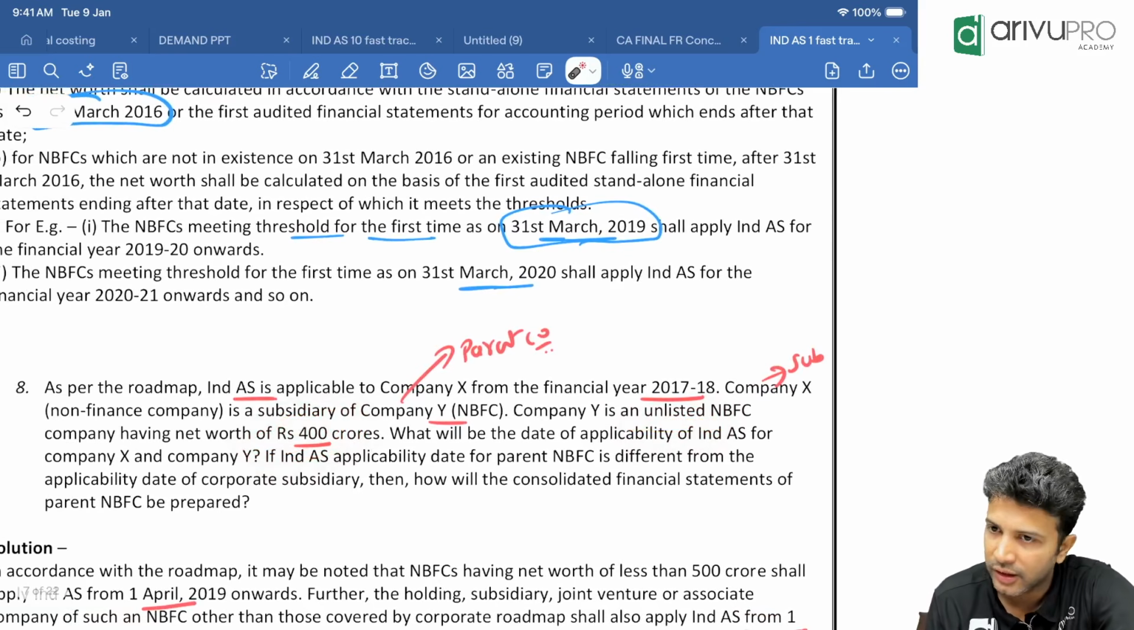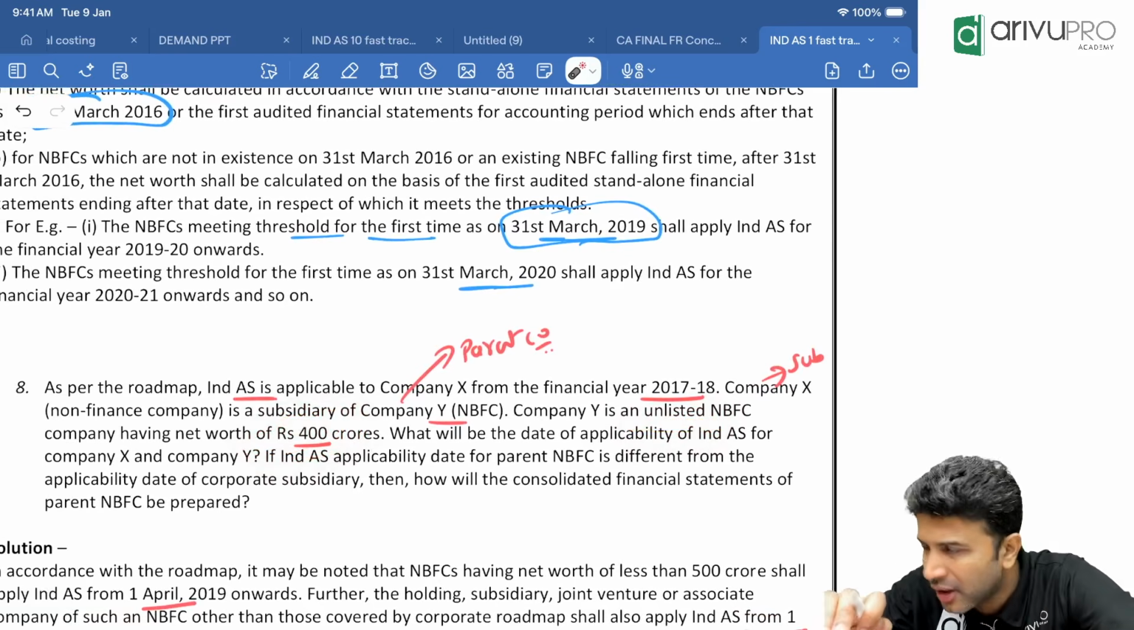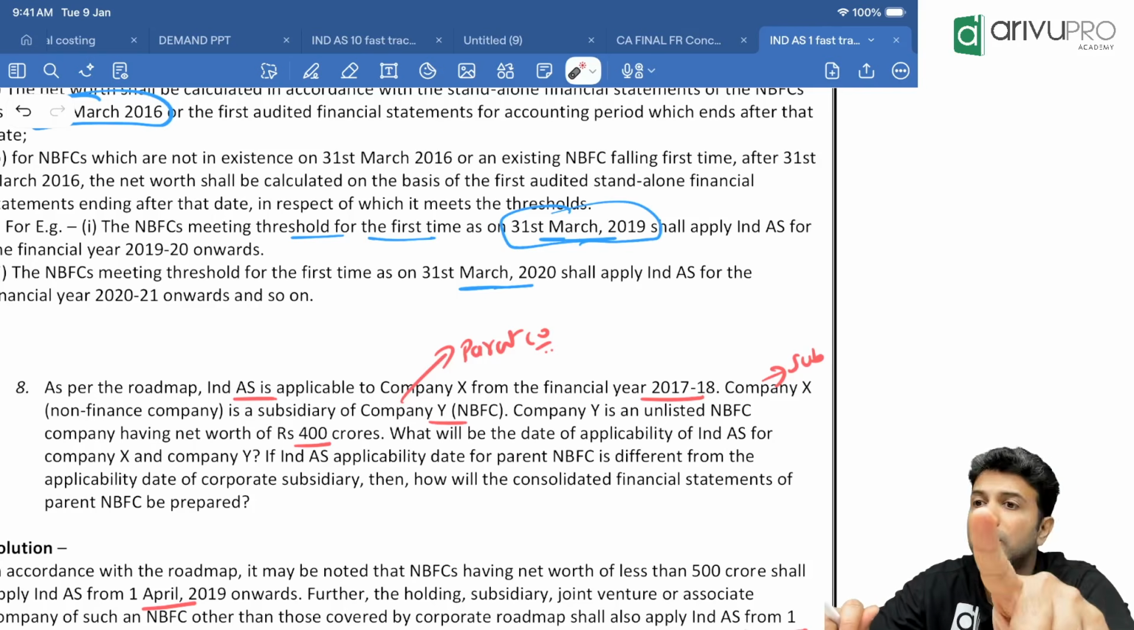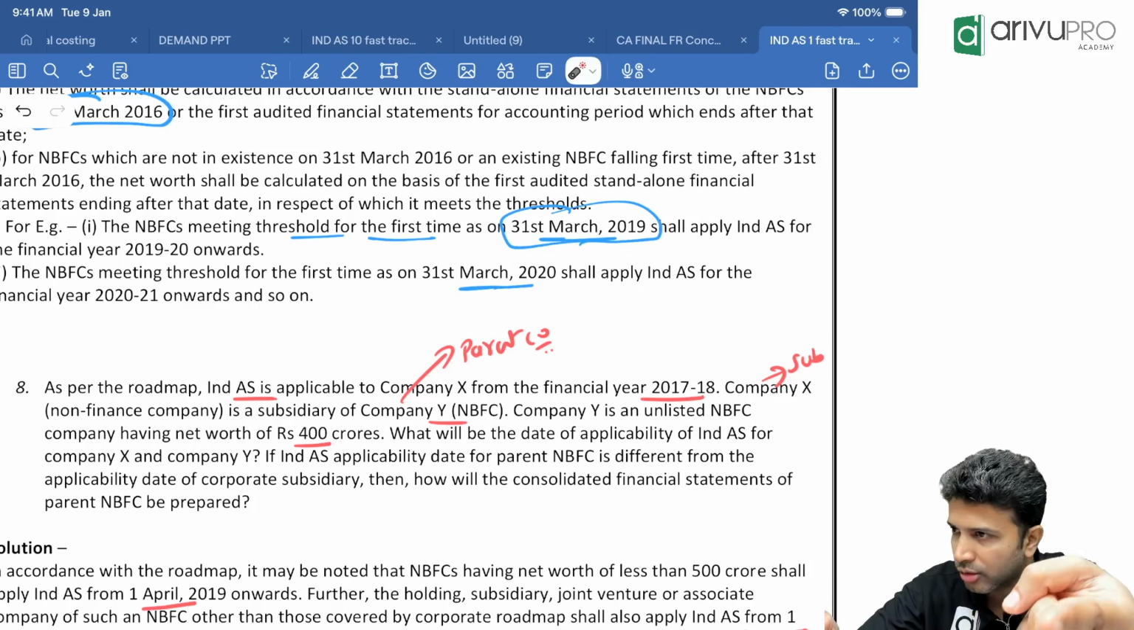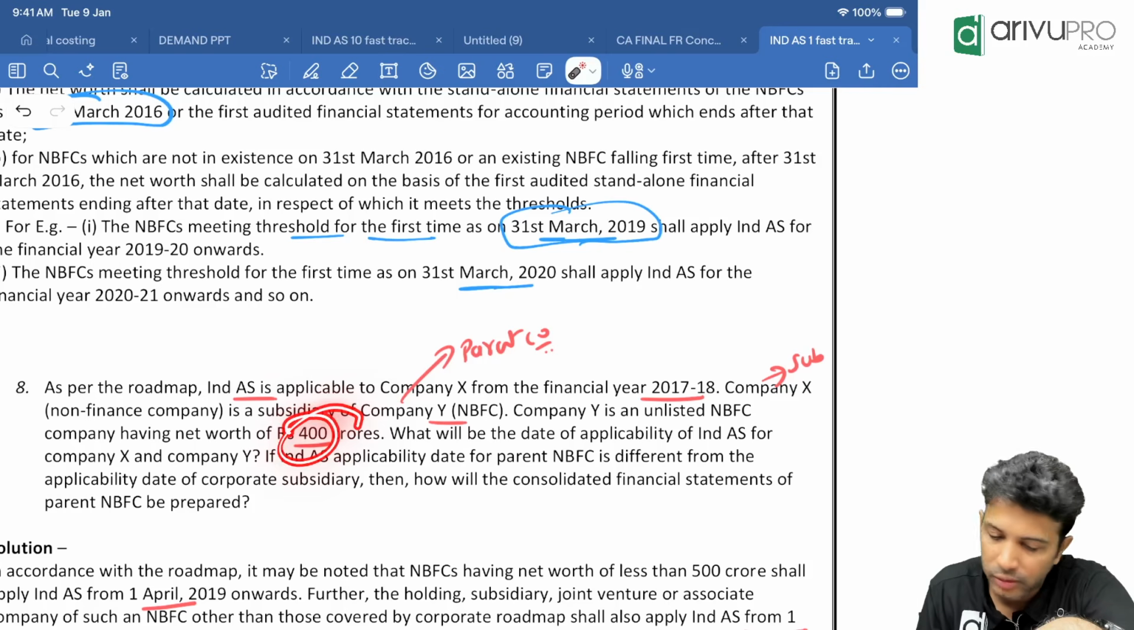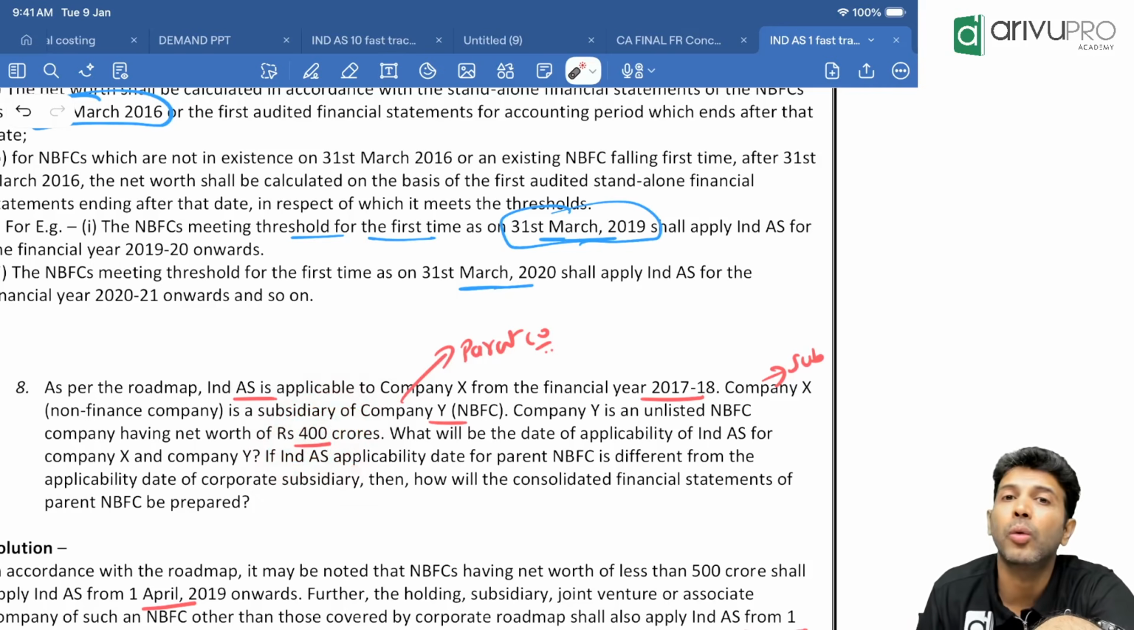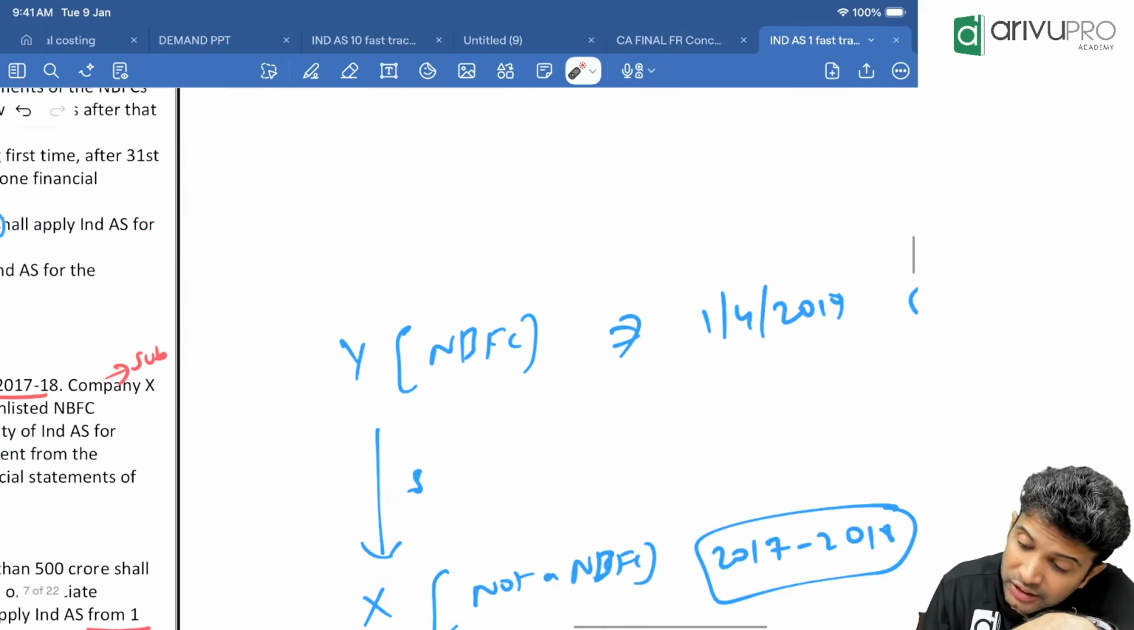400 crore. Fine. First time, an NBFC can apply Ind AS only from 1st April 2018 onwards, provided their net worth is 500 crores or more. Is it 500 crores or more? No, it's 400 crores. Then they come under what? Phase 1 or phase 2? Phase 2. Phase 2 application date is 1st April 2019.